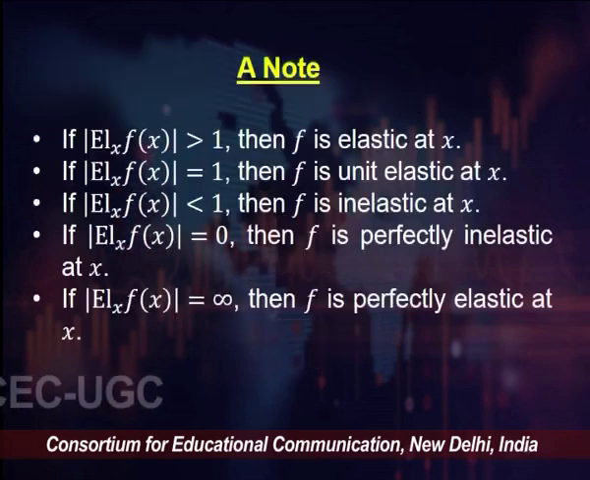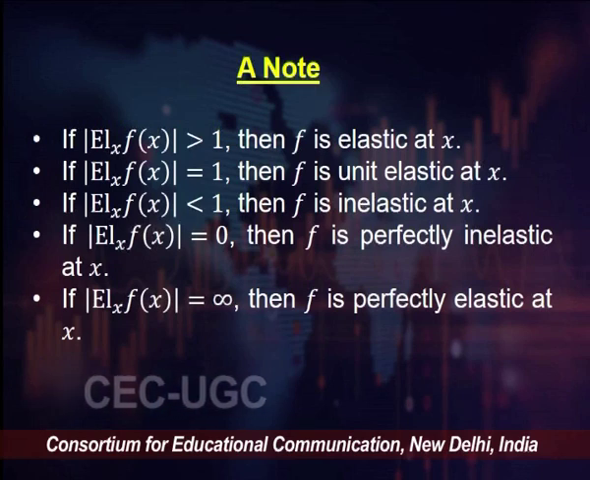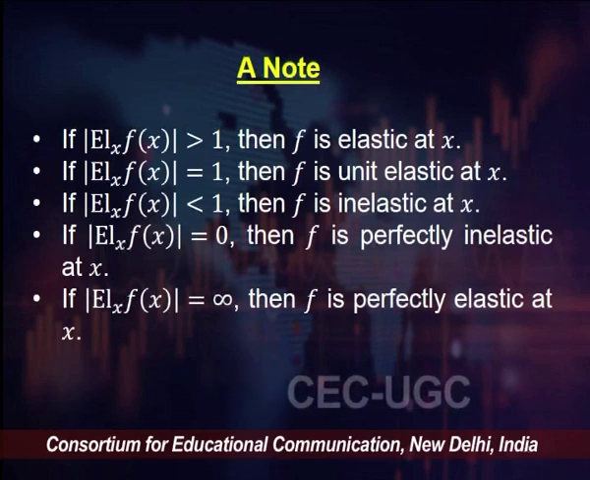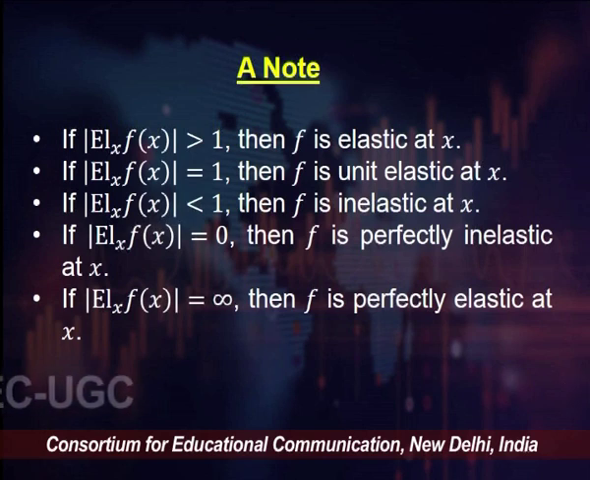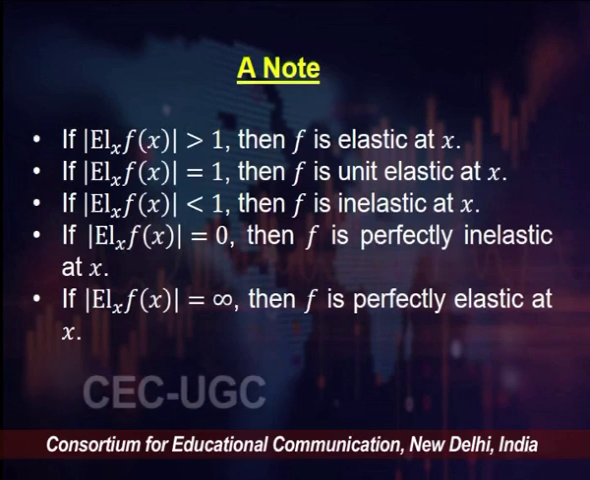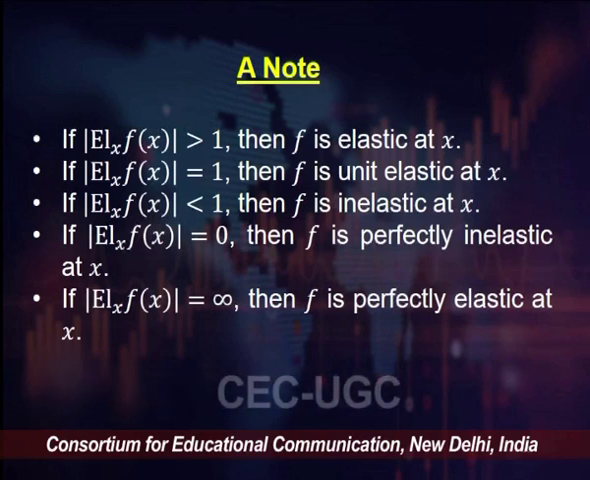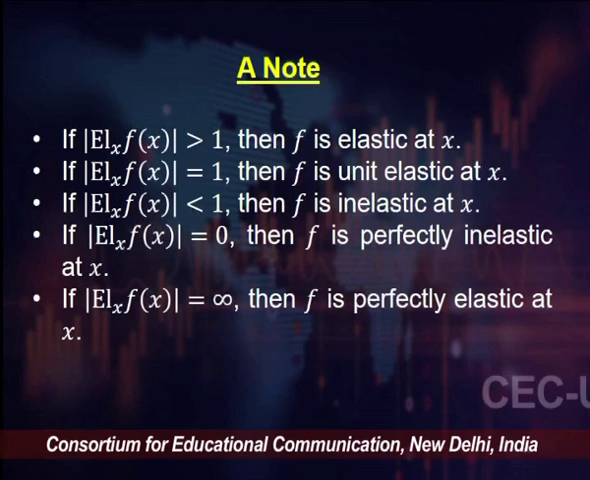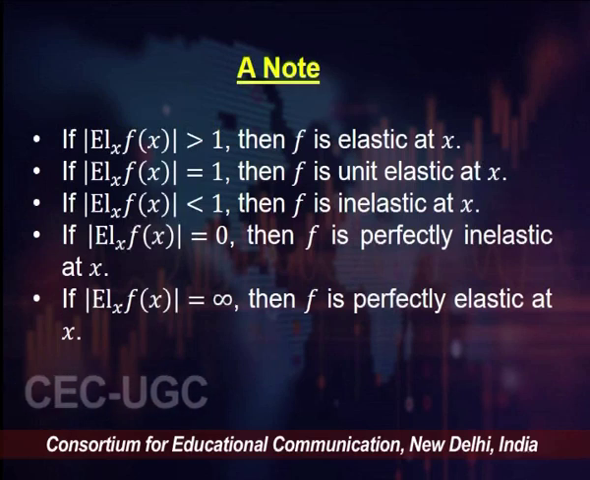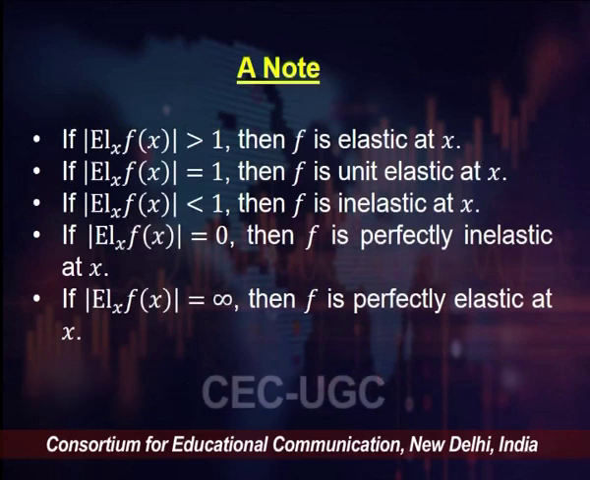Now, also to summarize some results for elasticity. Because we have the elasticity of y with respect to x as the percentage change in y divided by the percentage change in x, we can say that if the absolute value of the elasticity of f of x with respect to x is strictly greater than 1, then the function is said to be elastic at x.